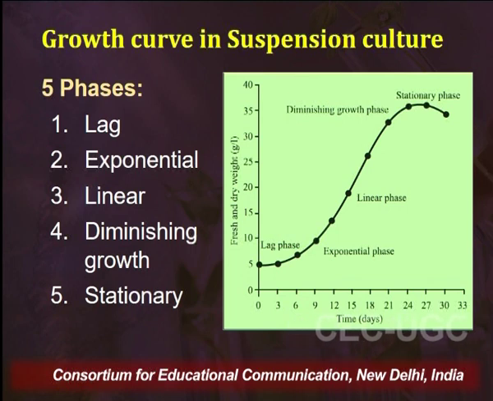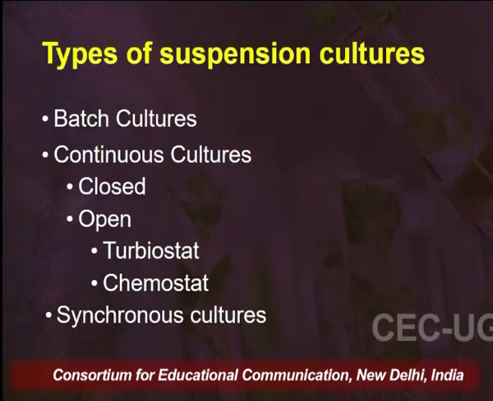And the last phase is the stationary phase, where the cells completely stop growing and dividing, and if they are not transferred into fresh media, they will die out because the nutrients have been exhausted in the media. They will get no nutrient from the media, no help from the media for their growth and division, and eventually they will die out if you do not replace the media with fresh media.